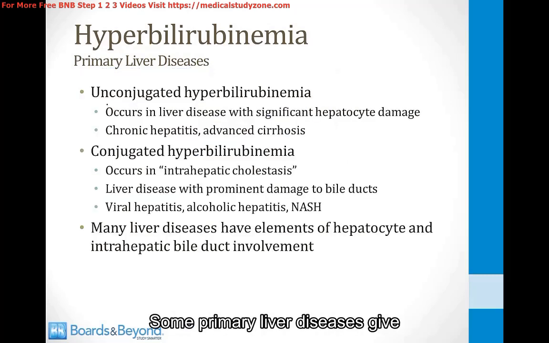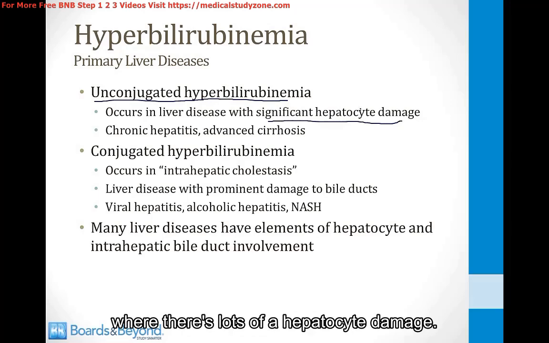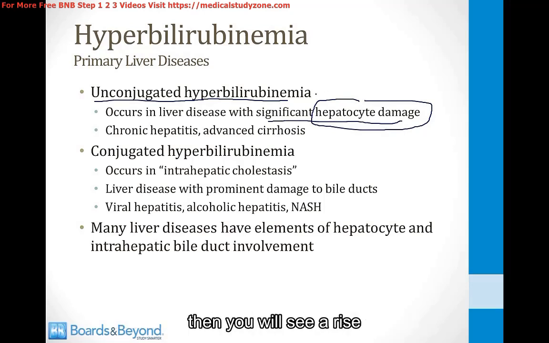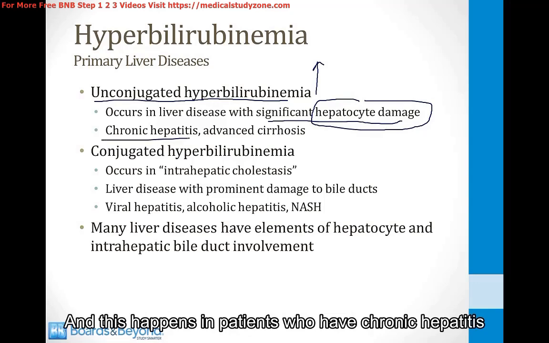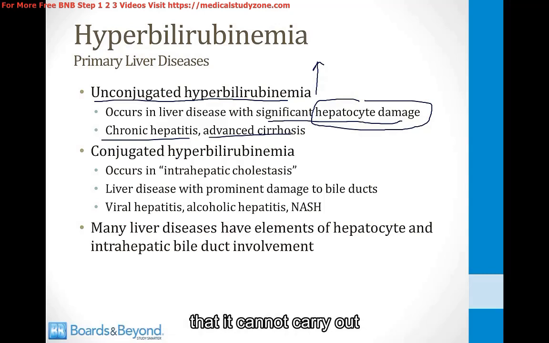Some primary liver diseases give an unconjugated hyperbilirubinemia. This occurs in liver diseases where there's lots of hepatocyte damage. If you damage the hepatocytes so much that they can't conjugate bilirubin anymore, then you will see a rise in the unconjugated bilirubin level. And this happens in patients who have chronic hepatitis or advanced cirrhosis. Basically, they have fried their liver so much that it cannot carry out the conjugation function any longer.